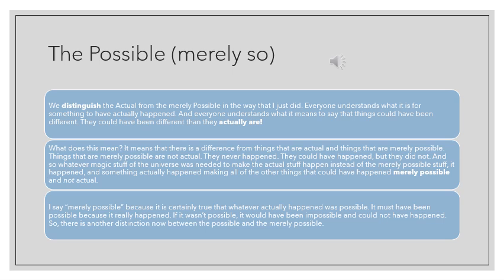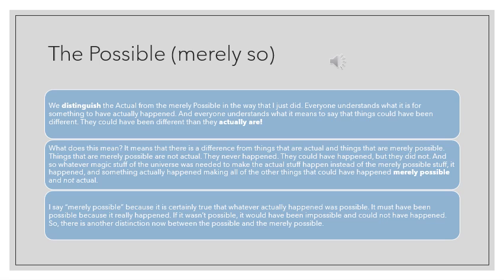And so whatever sort of magic stuff of the universe was needed to make the actual stuff happen instead of the merely possible stuff, it happened, and something actually happened, making all of the other things that could have happened merely possible and not actual. Now, this is, of course, a confusing sort of word salad, but the idea here should be hopefully clear. The things that actually happened are actual. The things that could have happened but didn't actually happen are the things that are merely possible. They could have happened, but they didn't happen. They are no longer possibilities in one sense. They are merely possibilities, and they didn't occur.